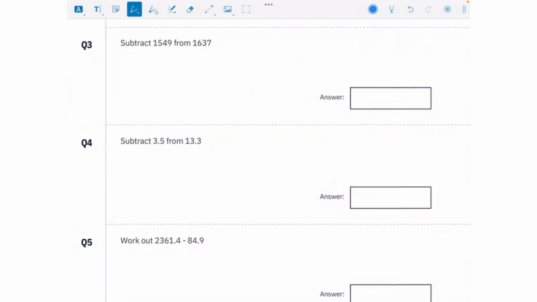Subtract 1,549 from 1,637. So I'm going to put 1,637 and we're taking away 1,549 from that. So again, lining up those columns. 7 take away 9, we've got more on the floor, so let's borrow from next door. So that's 2. 17 take 9 is 8. 2 take away 4, we've still got more on the floor, so we're going to borrow from next door. 6 becomes 5, and this is now 12. 12 take away 4 is 8. 5 take away 5 is 0, and 1 take away 1 is 0. So we've just got 88 as our answer there.